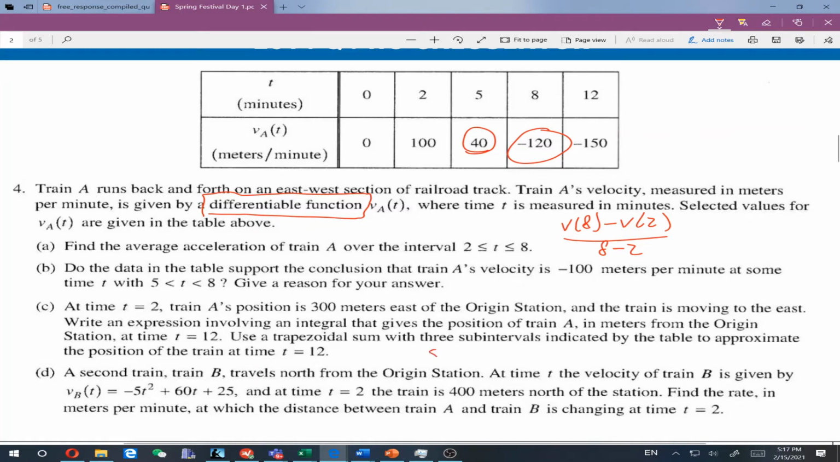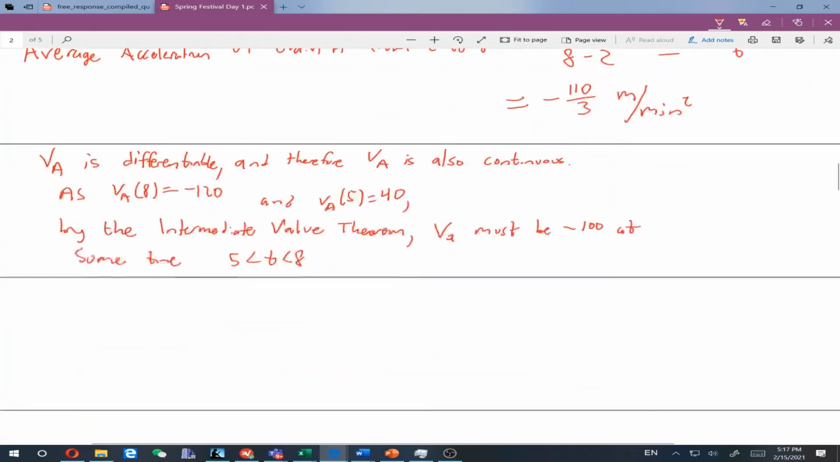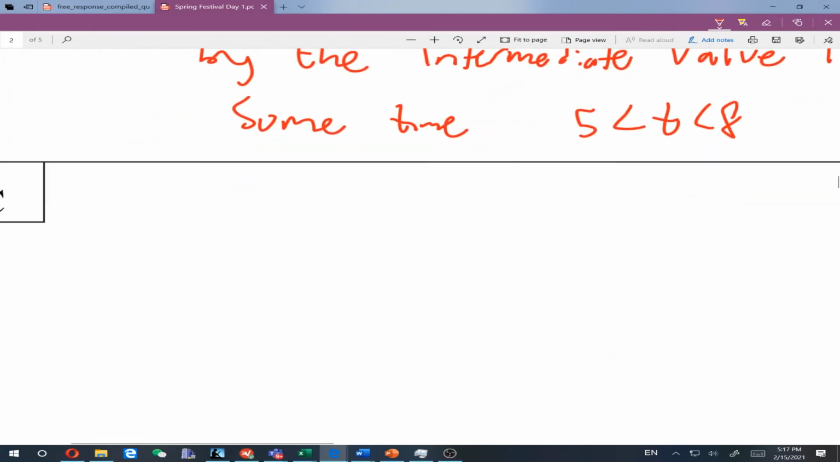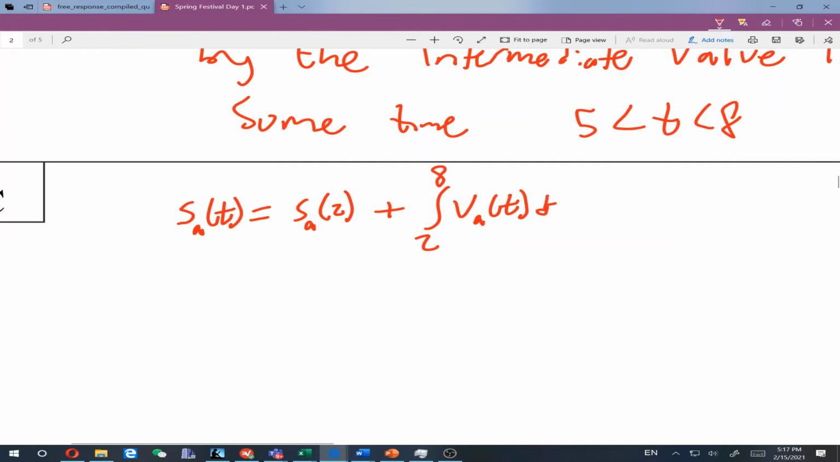Awesome. Okay, so it looks something like this. I'm going to rewrite this a little bit bigger down here. The position of train A at any time would be equal to the original starting position of train A at the time t equals 2, plus the integral of the train's velocity from 2 to 8.